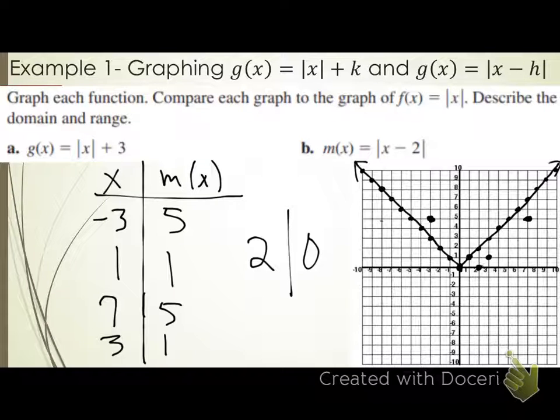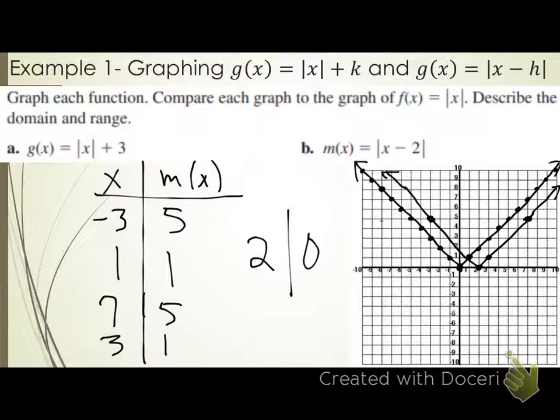Do I see a V shape kind of forming? Yes, I do. There's my graph. As we can see, all the points got shifted 2 units to the right. 1, 2. 1, 2. Everyone see that?